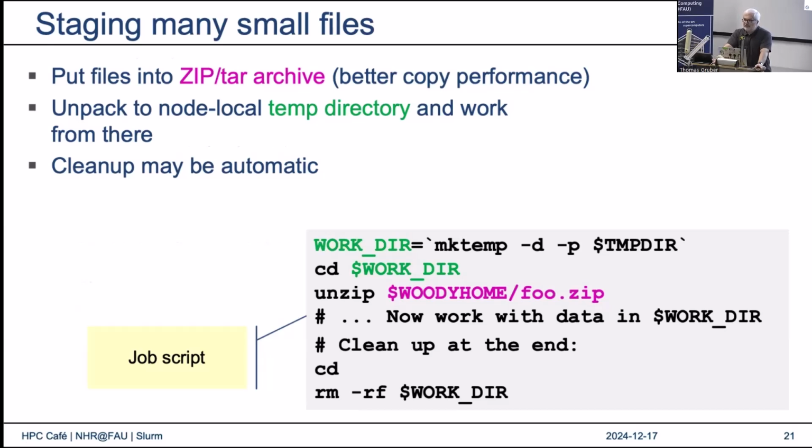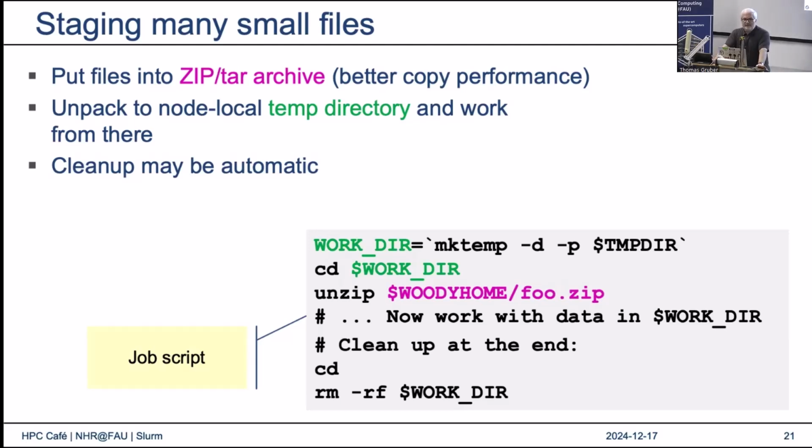So even if multiple of your jobs are running on the same node, this doesn't matter because it will be a unique file name. And the mktemp command will give you back the name of that file, actually the full path, and you can work with it. And the second line here, you change this directory, you unzip whatever needs to be unzipped. So in this command, unzip, the file is read from the shared file system, in this case, Woody Home, and unpacked to the local temporary directory. And now you can work with it.